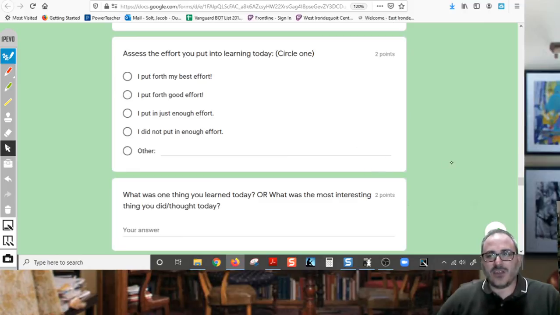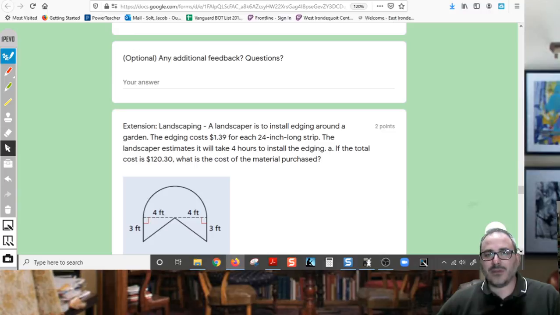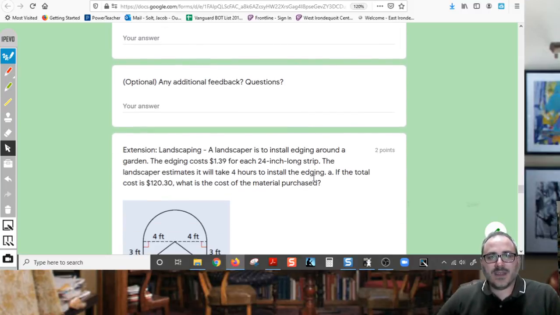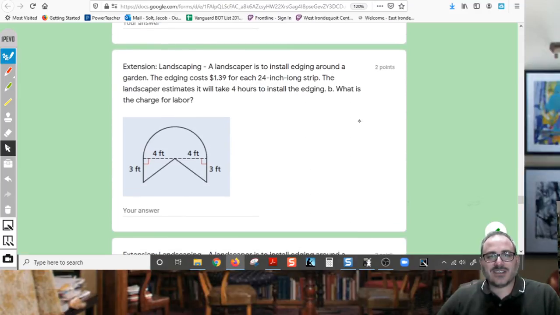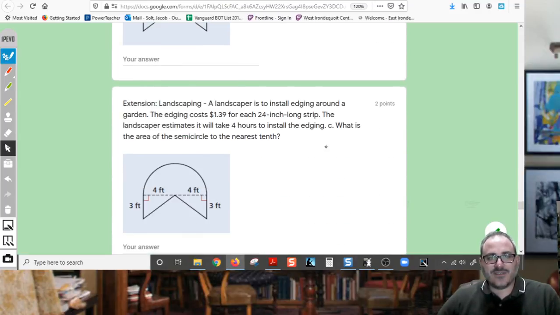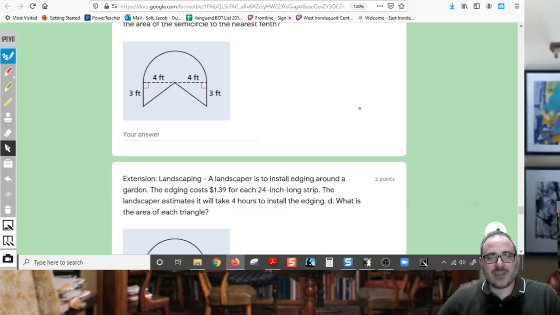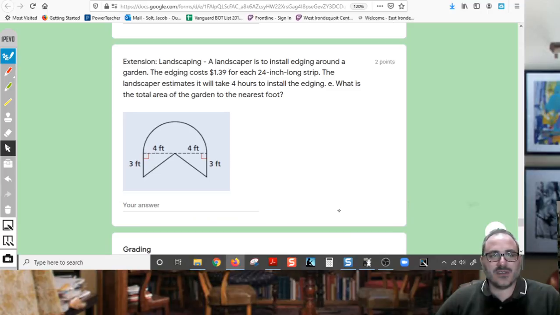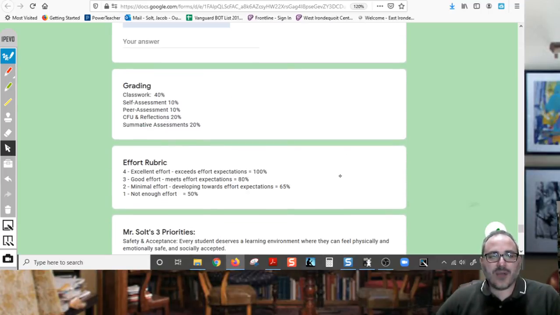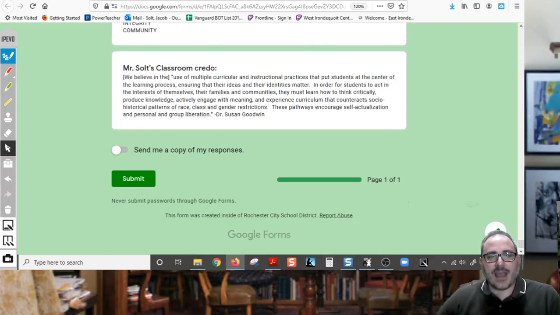Tell me what kind of effort you put in to learning this. What's one thing you learned today? Maybe you learned something about the Earth and how far it is to the center of the Earth. Give me any feedback here. And I've got some little extensions. These are extra credit. You don't have to do these. I won't count them against you, but I give extra points if you do them. It's a landscaping problem, and that wraps us up.